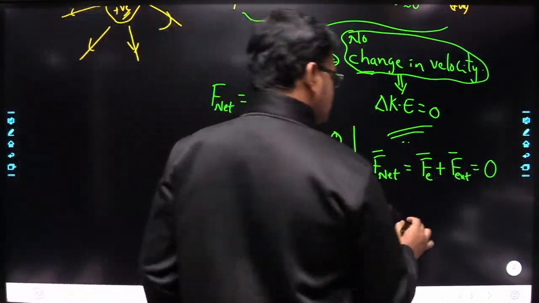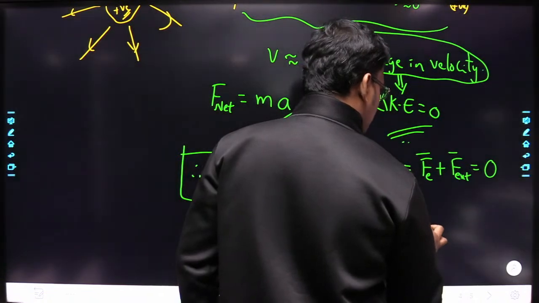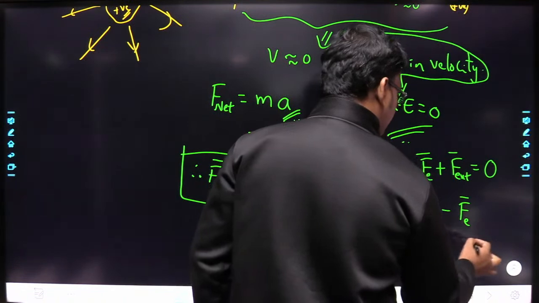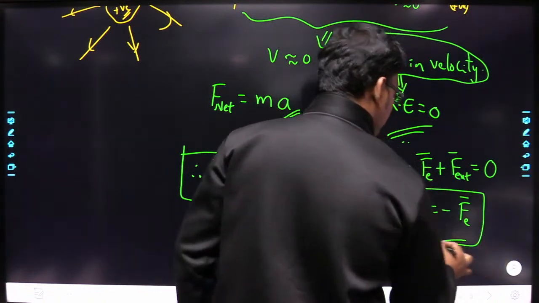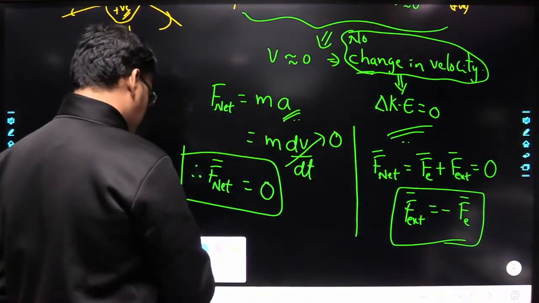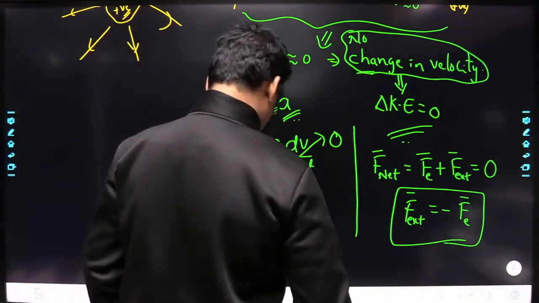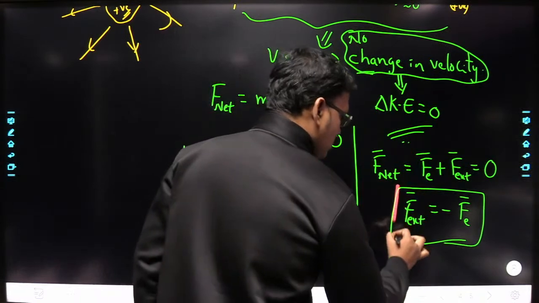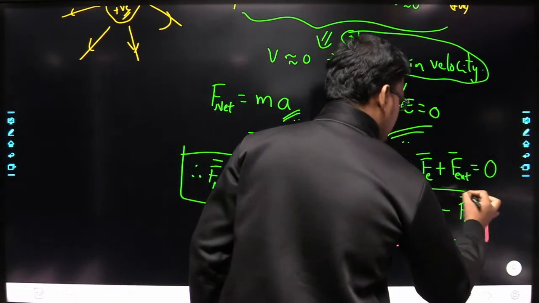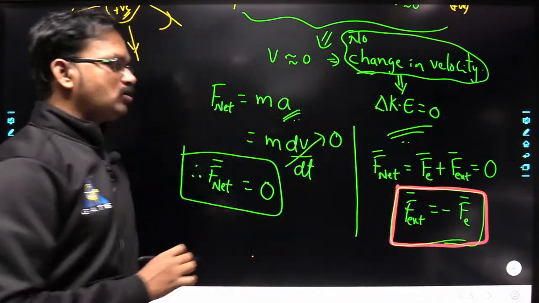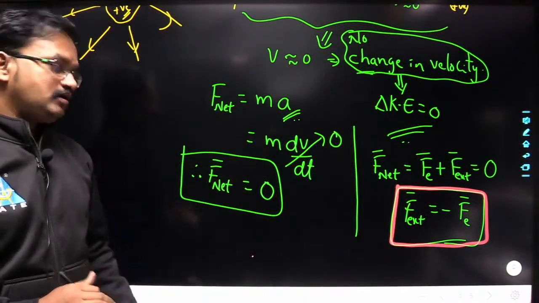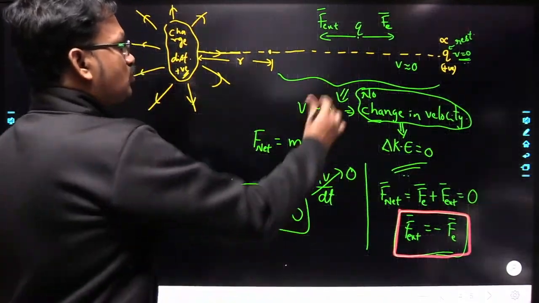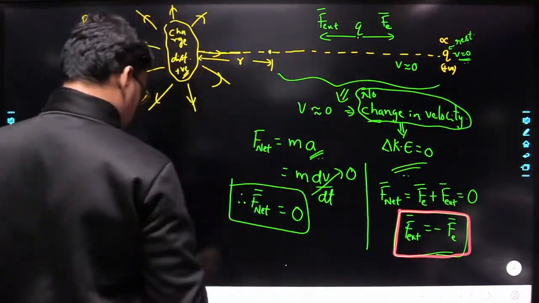So in this case, what will happen here? F external is equivalent to F electrical. Understood? So finally we will end up with this condition: F external is equal to minus F electrical. Understood?